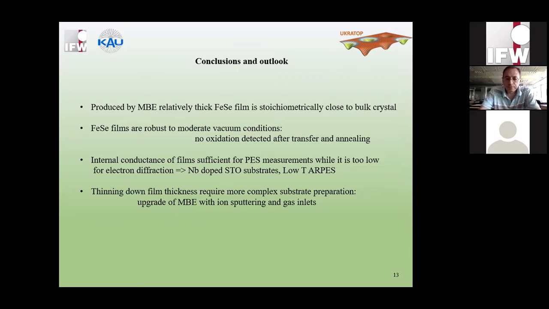So we plan to use a niobium-doped STO substrate and low temperature. Thinning down the film thickness requires more complex substrate preparation. Upgrade for MBE with ion sputtering and gas inlets.